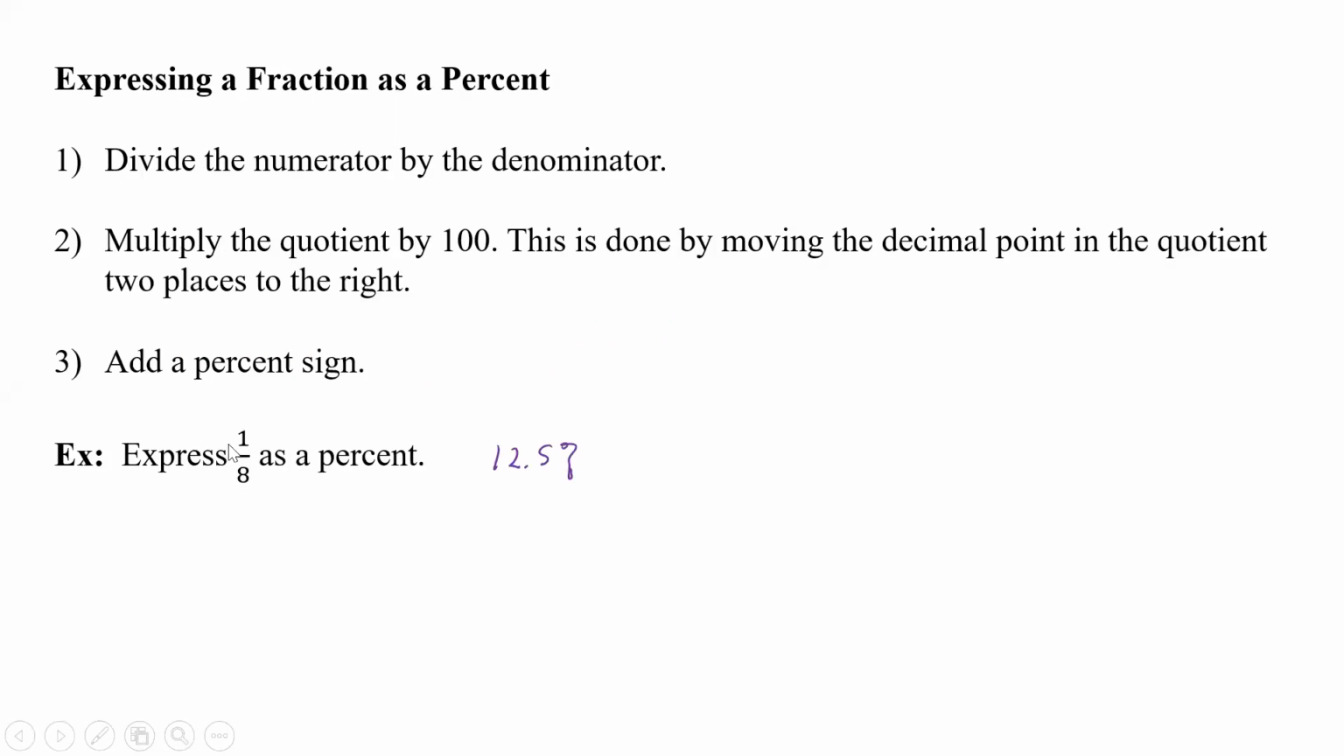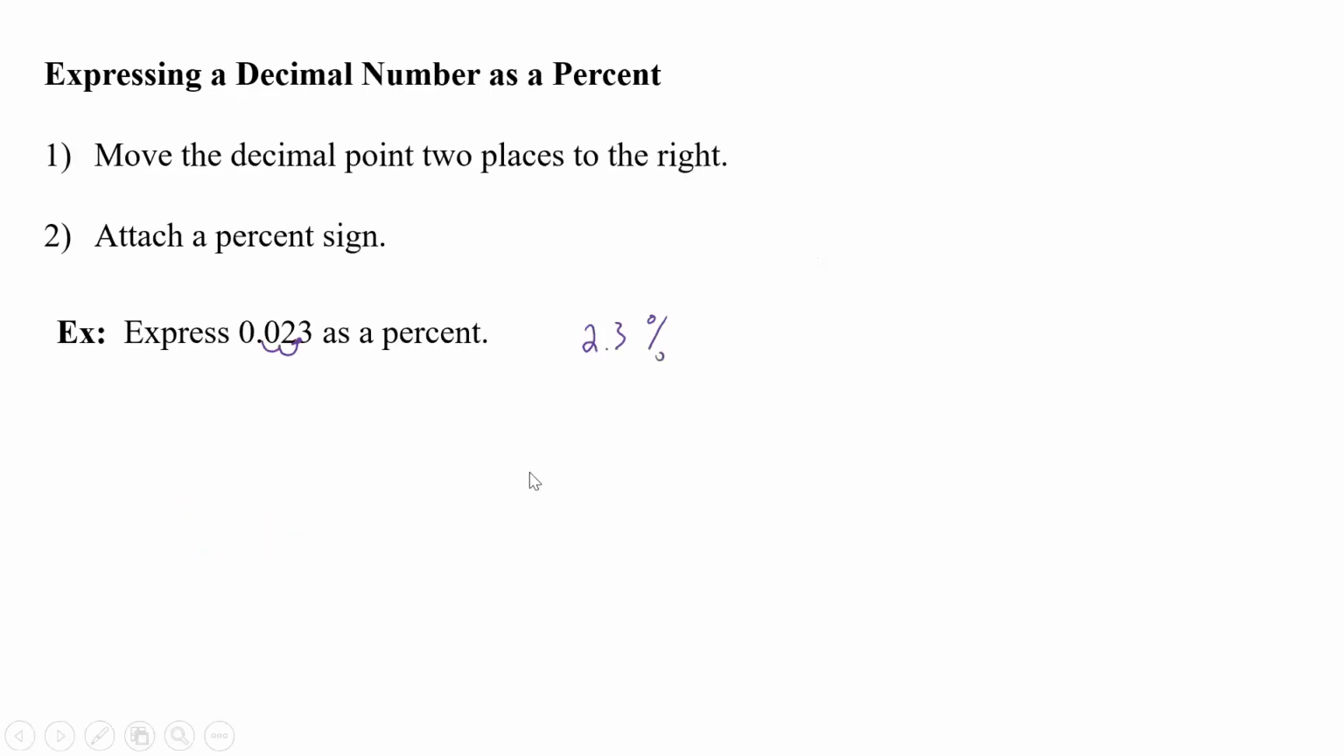So fraction to a percent, first you have to divide to get a decimal. And again, we took 1/8 and we got 0.125. And then what we did was we moved it two places to the right. So we got 12.5%. Here, we already had the decimal, so we just moved it two places and we got 2.3%.